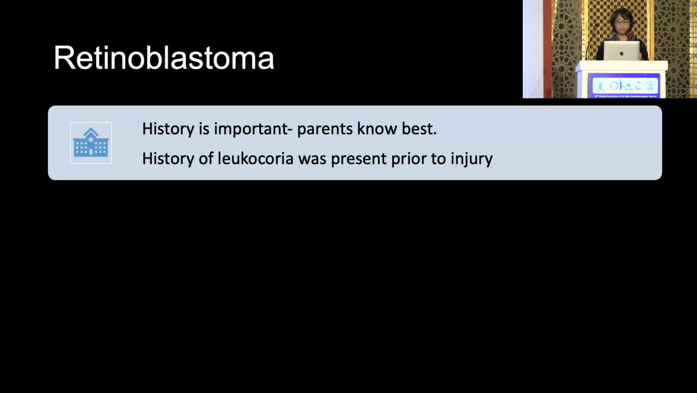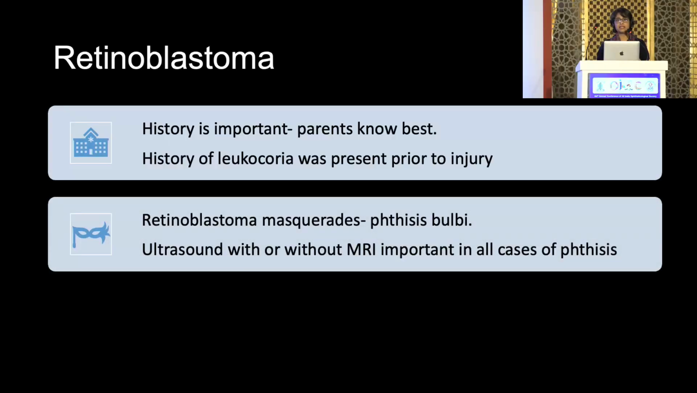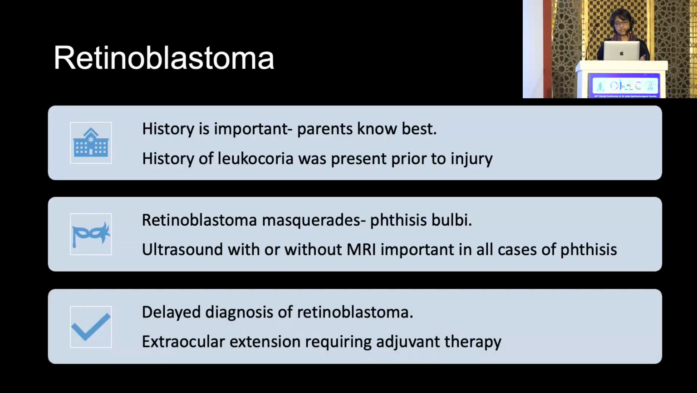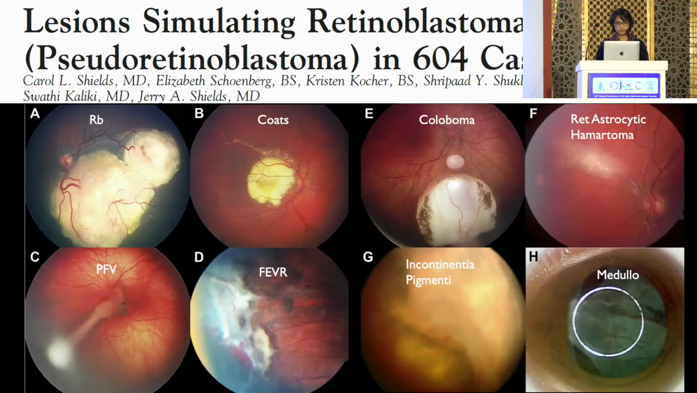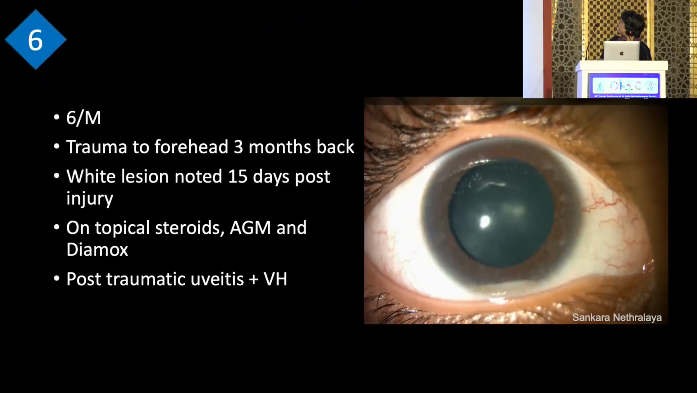It is imperative to rule out retinoblastoma, and before planning any surgical intervention, even if it is for cosmetic purposes, evisceration, ultrasound is essential with or without MRI in cases of doubt. And delayed diagnosis can of course lead to orbital extension even in phthisical eyes. So these are other lesions which simulate retinoblastoma and present with leukocoria in children.